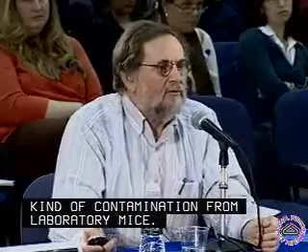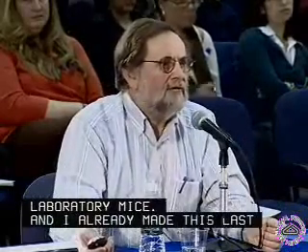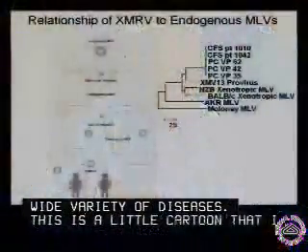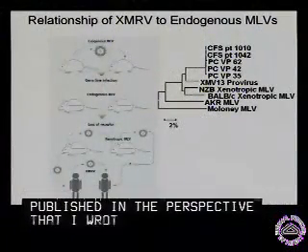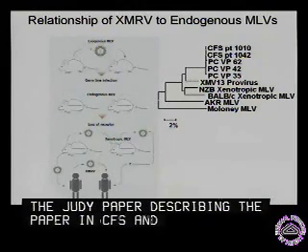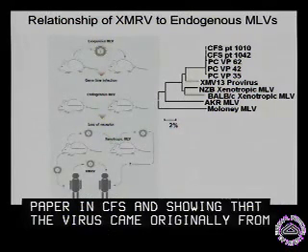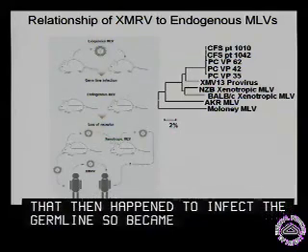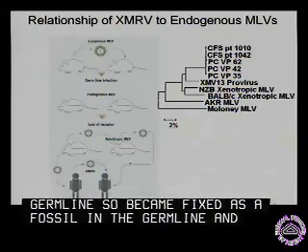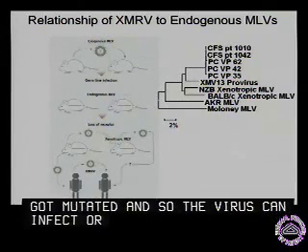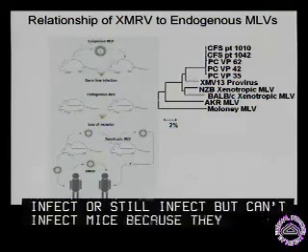I already made this last point. Related murine leukemia viruses can cause a wide variety of diseases. This is a little cartoon that I published in the perspective that I wrote that accompanied the Judy Mikovits paper describing the virus in CFS, and simply showing that the virus came originally from an exogenous virus, or an infectious virus infecting mice or infecting mouse ancestors, that then happened to infect the germline, so it became fixed as a fossil in the germline. Subsequent to that, the receptor got mutated, so the virus can still infect us, but it can't infect mice because they don't have the receptor, and then somehow it got transmitted to humans.